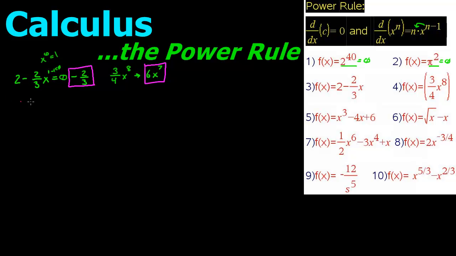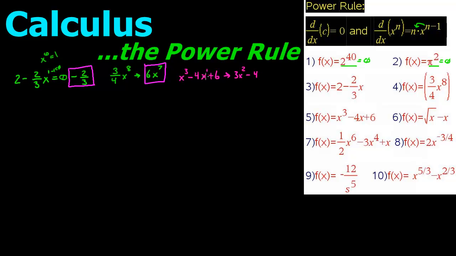Alright, so for number 5, we've got x to the 3rd power minus 4x plus 6. Alright, so what do we do? We take this 3 times the front, so we get 3x. We're going to drop our exponent down, because 3 minus 1 is 2. And then we've got this x to the first exponent power, so we get 1 times 4.